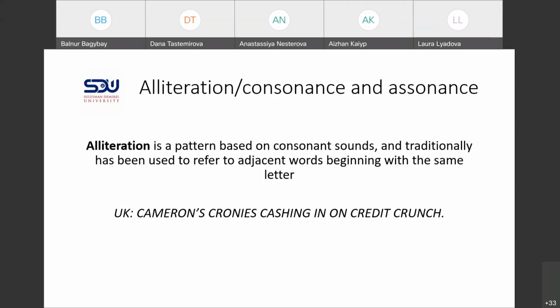to the text. So when you are reading it, Cameron Cronies crashing in on credit crunch, you are repeating the K sound over and over again. And that very sharpness of sounds produced by the plosive C or K creates the effect that attracts and entertains the listeners and the readers.